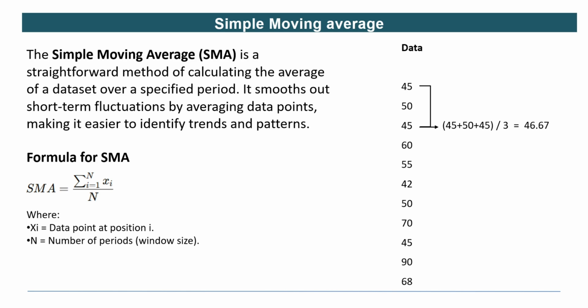This is the value that I get by adding the first three data points and dividing by 3. And if I want to move this average, I need to move it by one number. What do I mean by moving this average by one number? I am now adding data points 2, 3 and 4, 50, 45, 60, and then I divide by 3 and I get 51.67. Again I move by one more number, so now I add 45, 60, 55 and divide by 3, and I get 53.33. So this is what we mean by moving average.